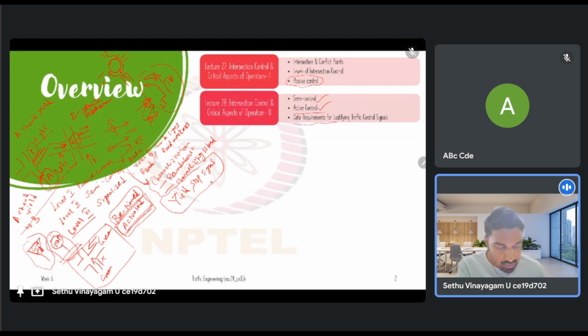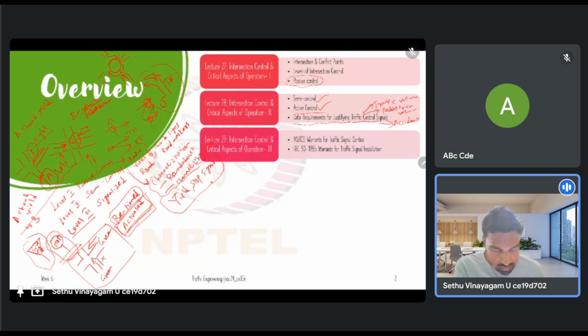And then we looked at data requirements for justifying traffic control signals. We will not put traffic signals at every intersection, so how do we know where we have to put the traffic signal? We need to justify that, and for that, we will be collecting data. What kind of data? Data related to the traffic volume, the pedestrian volume, and the type and number of accidents that are occurring. These kinds of data are collected in order to study whether or not a signalized intersection is required.